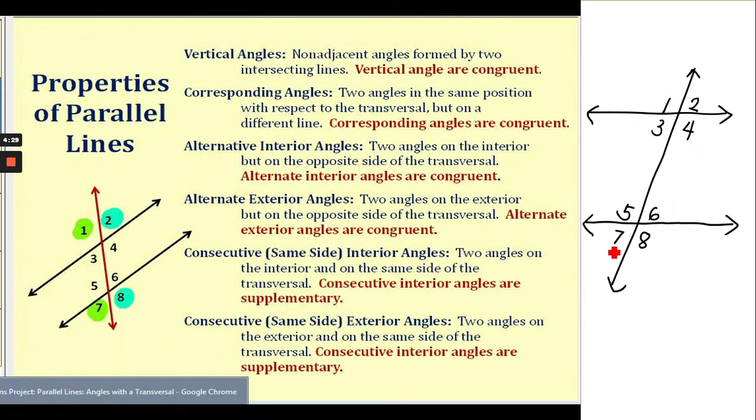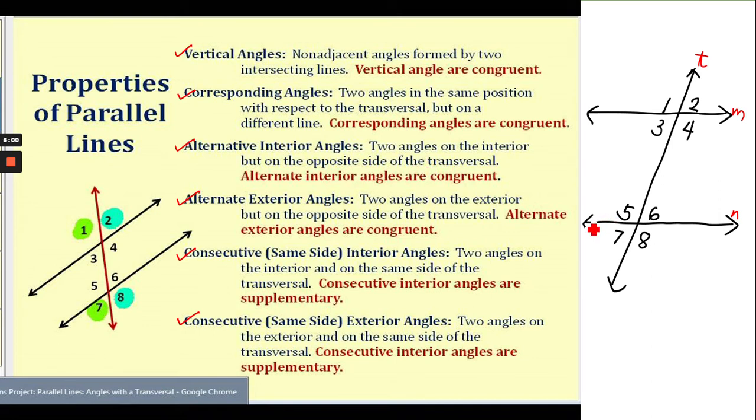So what are the angle pairs that we are going to discuss today? We are going to discuss vertical angles, corresponding angles, alternate interior angles, alternate exterior angles, consecutive interior angles, and consecutive exterior angles. Okay, we are going to discuss these angle pairs formed by two parallel lines cut by a transversal line. Okay, let's start with the vertical angles.